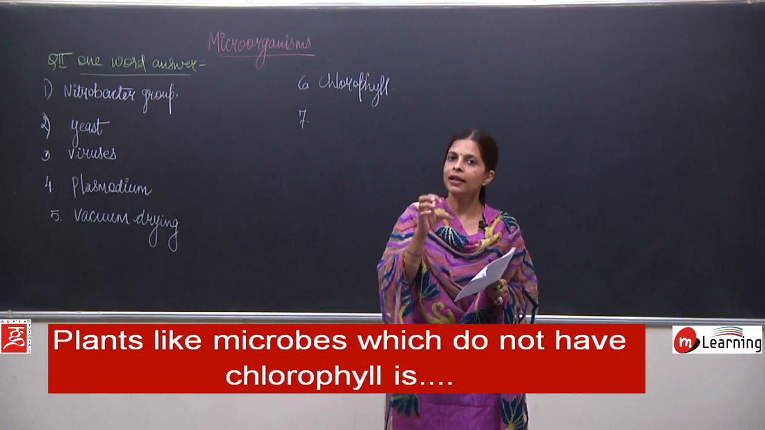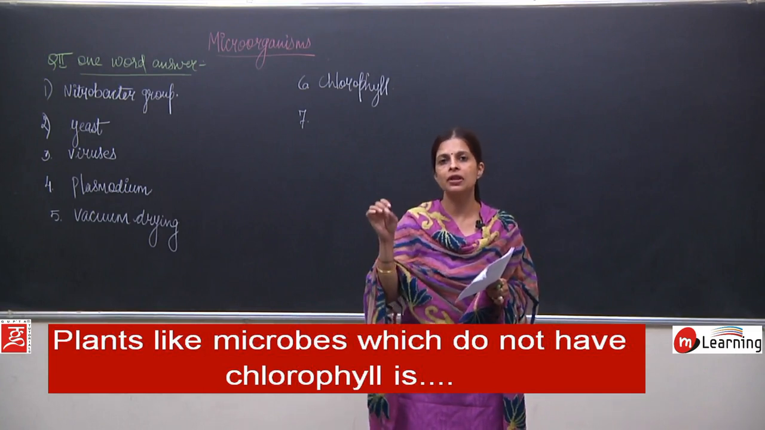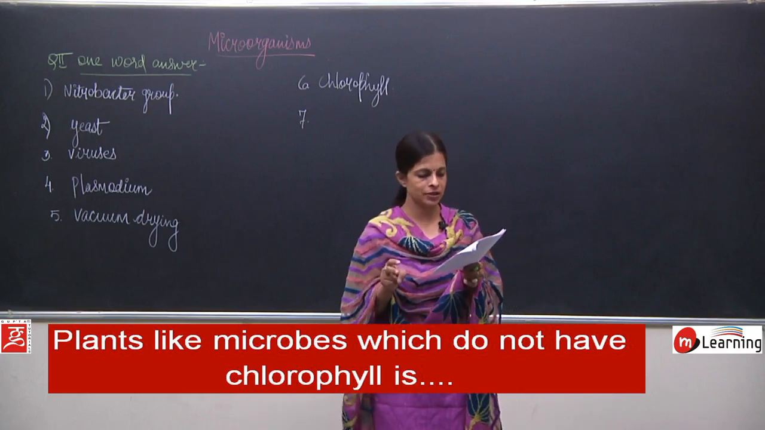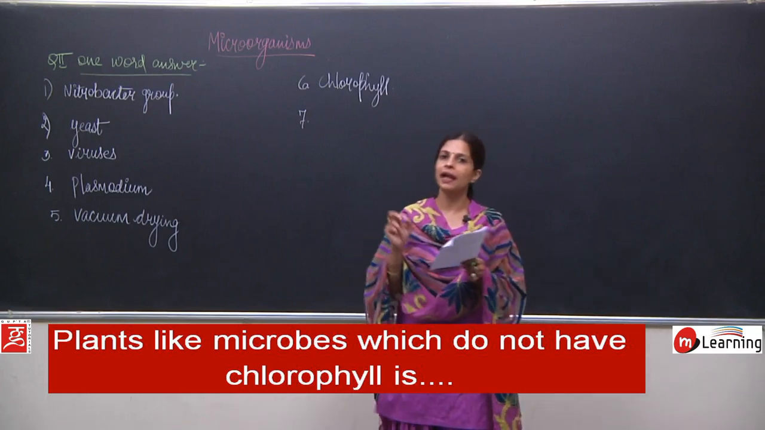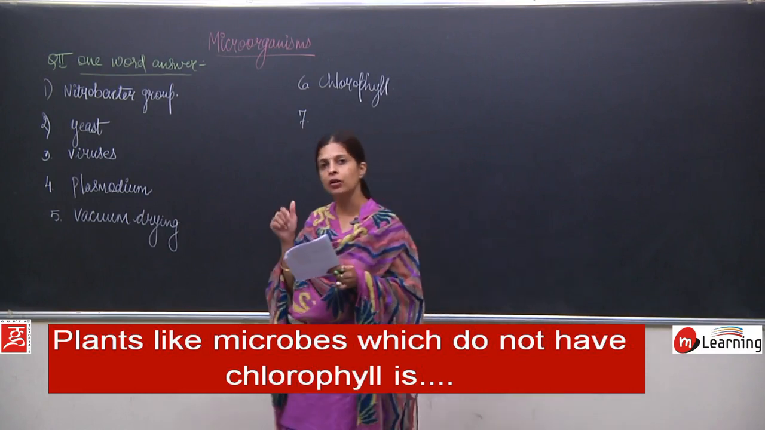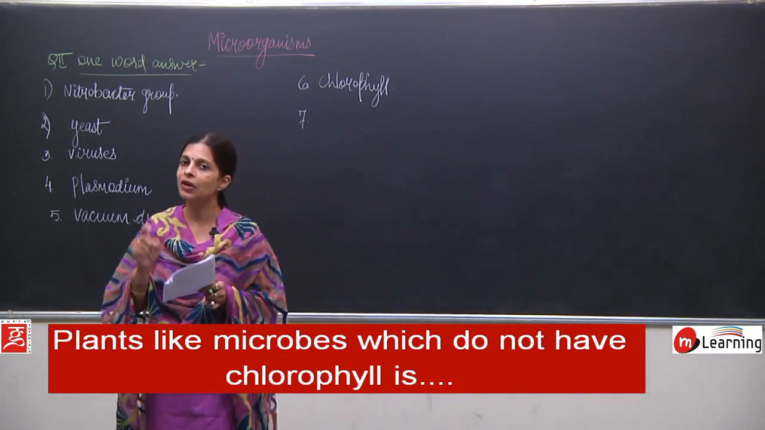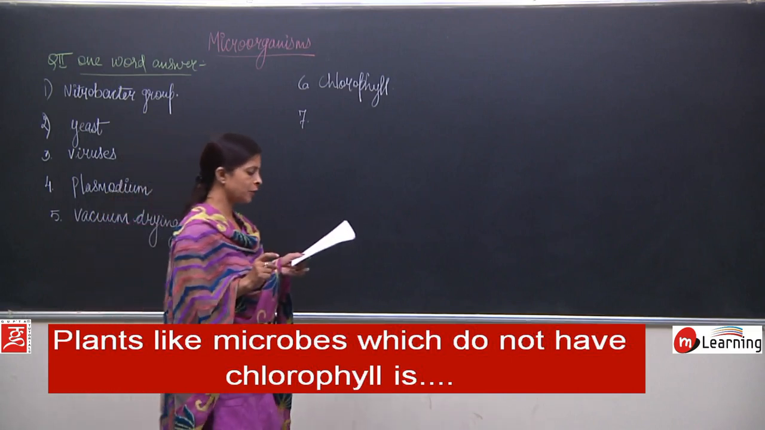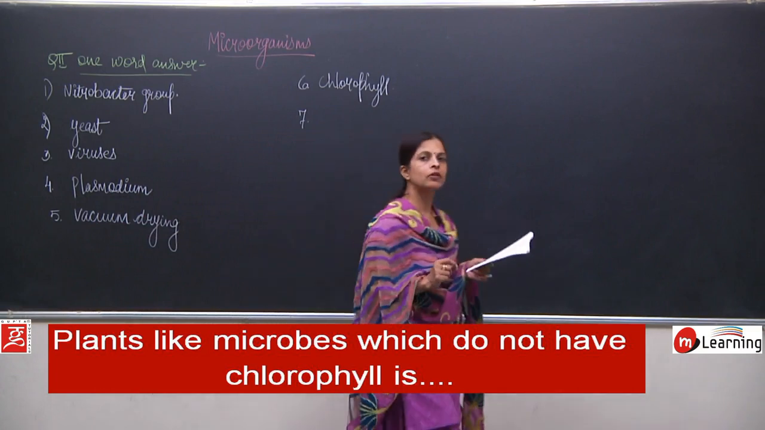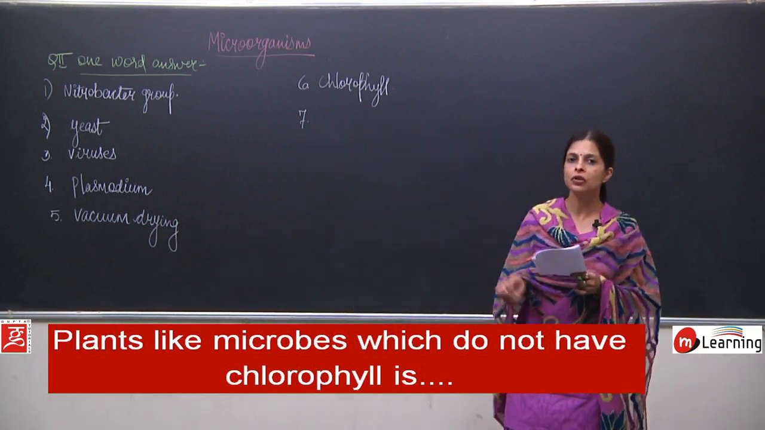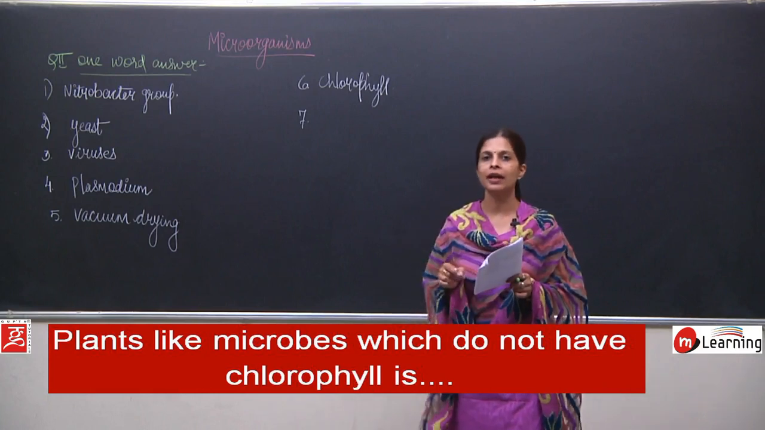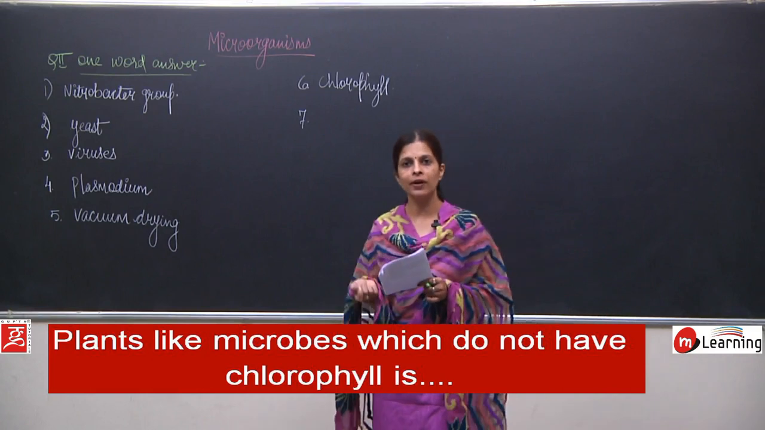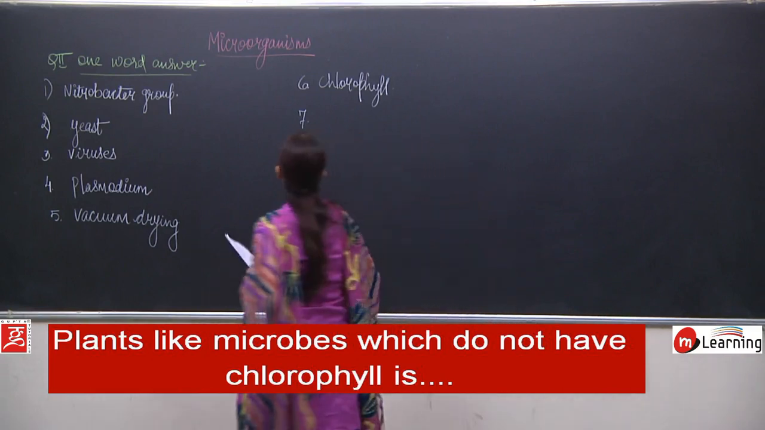But now here they have given two conditions. First of all, they do not have chlorophyll, but still their structure is like that of plants. So plant like microbes which do not have chlorophyll, the one which looks like plants but does not have chlorophyll, which one is it? It is fungus. Definitely it is fungus.